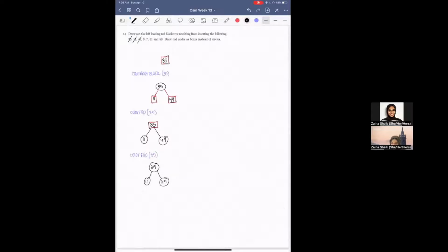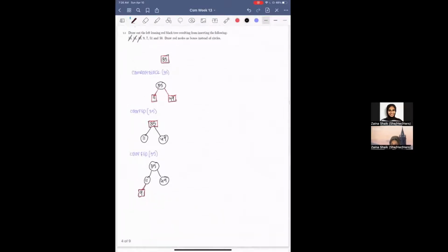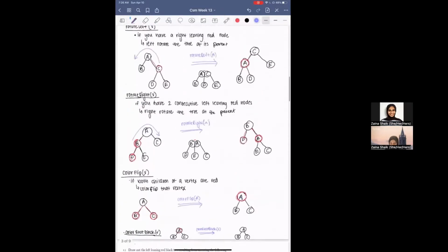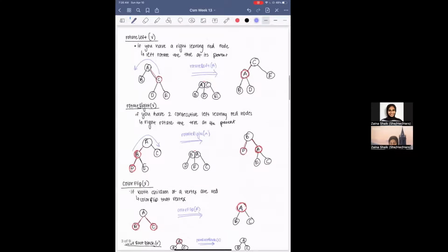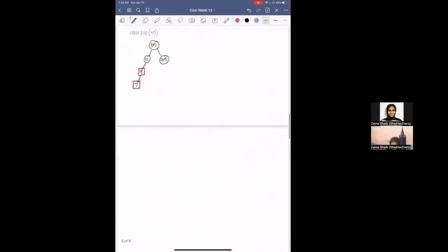Okay, so now we insert 9. Okay, and then now we insert 7. So now we have another violation. We have two consecutive left-leaning red nodes. So if we see what we should do, we want to rotate right on the parent. So we want to rotate right on 11.